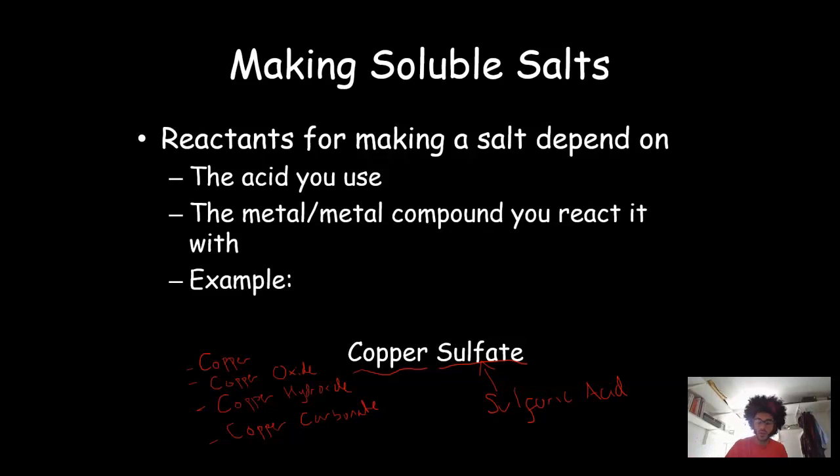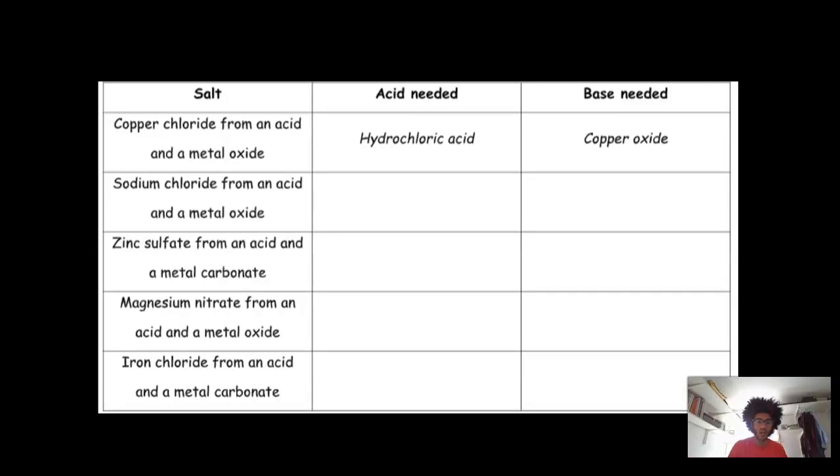Okay, so if we look at a few other examples, sometimes in a question, instead of just saying from an insoluble base, how do you make this particular salt, they'll be a bit more specific. So for example, if you're asked to make copper chloride from an acid and a metal oxide, the first thing I'll do is think about my acid.